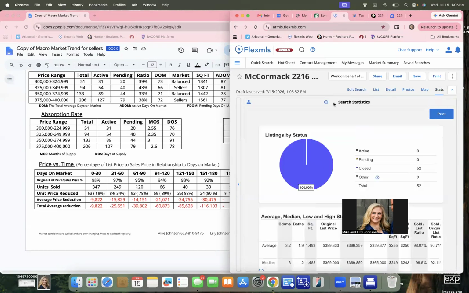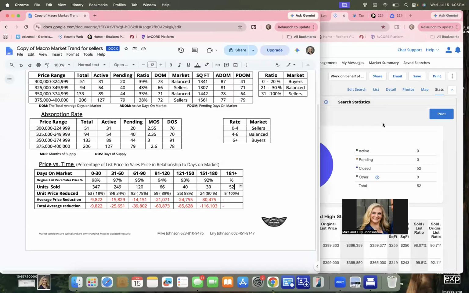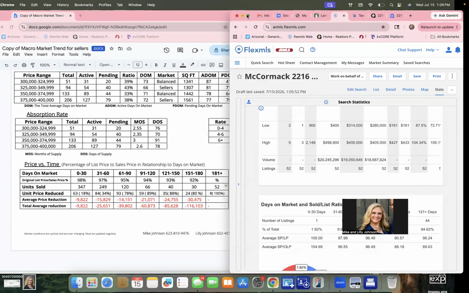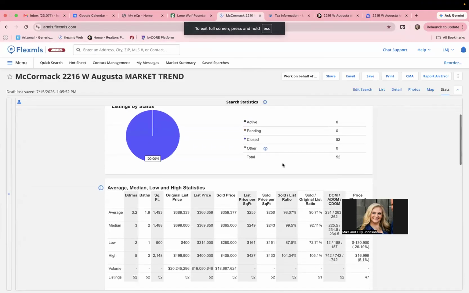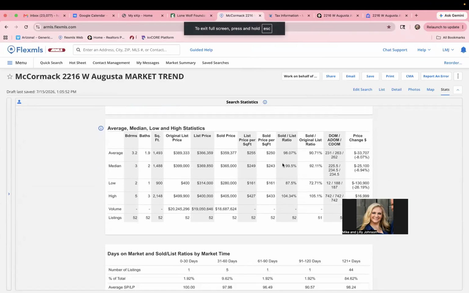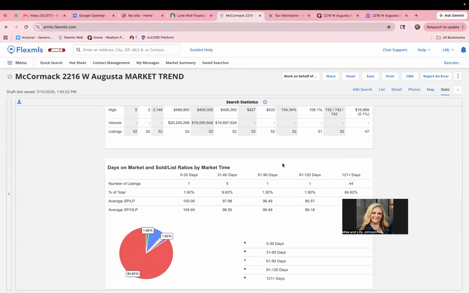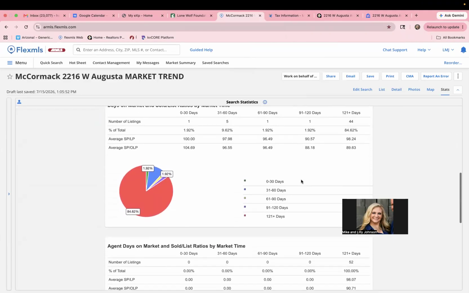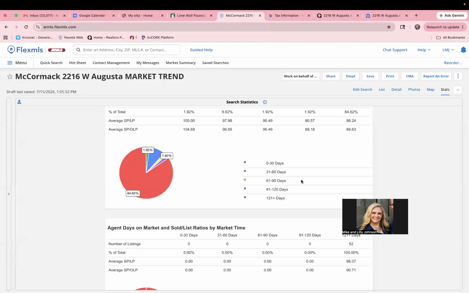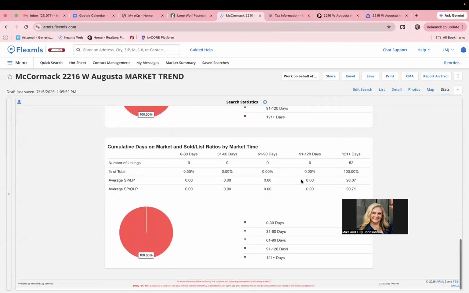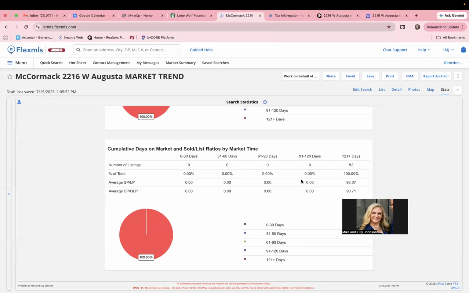Total 52. We got that number. I can't see you, so I'm making you big. Average reduction 33,707. 47 had a price reduction, leaving us with 89.6. So I'm going to have to say 90. I hate doing that, but it's really rounding out to 90%.